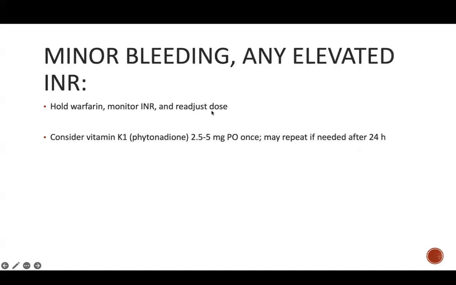Suppose a patient has any elevated INR, but there is only minor bleeding, then you need not worry much. You just have to stop the warfarin, monitor INR and readjust the dose. You can consider vitamin K: if giving orally, 2.5 to 5 mg orally, or 0.5 to 1 mg if giving intravenously.